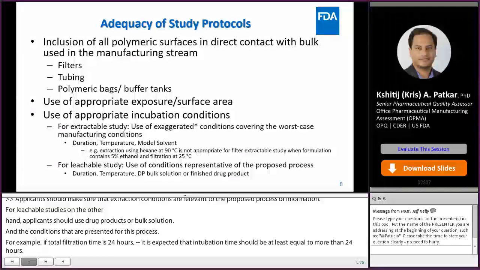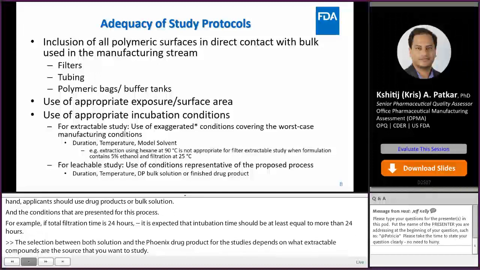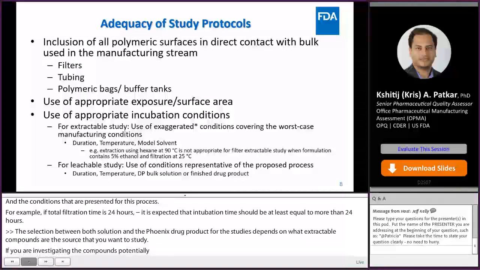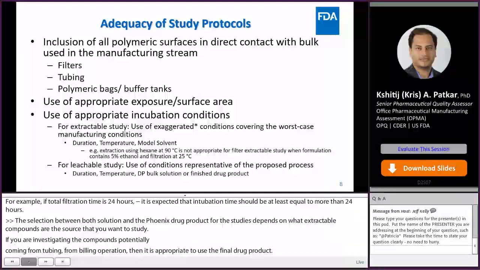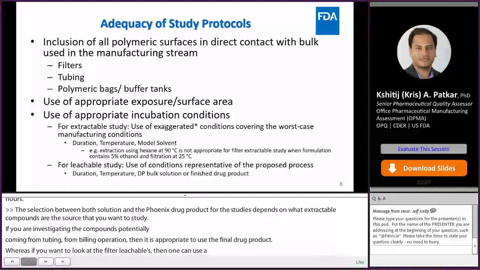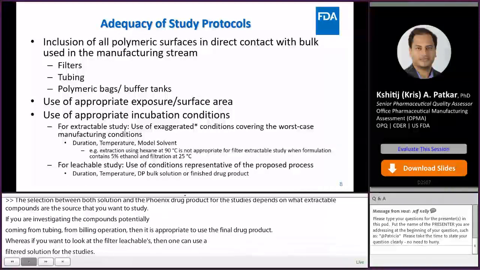The selection between bulk solution and the finished drug product for these studies depends on what extractable compounds or the source that you want to study. If you're investigating the compounds potentially coming from tubing, from filling operation, then it's appropriate to use the final drug product. Whereas if you want to look at the filtered leachables, then one can use a filtered bulk solution for the studies.